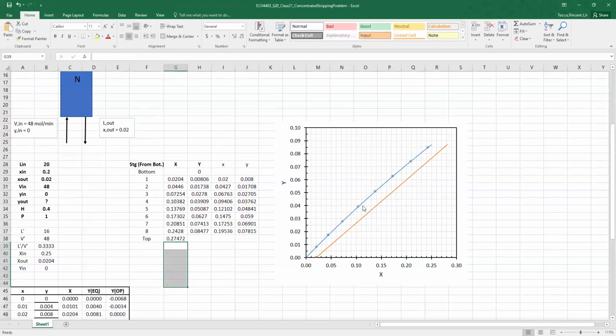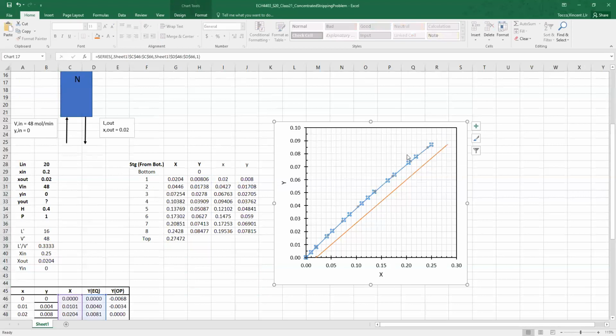And on my graph, you see I already have the data points plotted here in the gray circles. So my first stage is going to be there. So my stage 1 is there, stage 2, stage 3, stage 4, stage 5, stage 6, stage 7, stage 8. And if I take one more step here, I am beyond my x coordinate, which is 0.25.